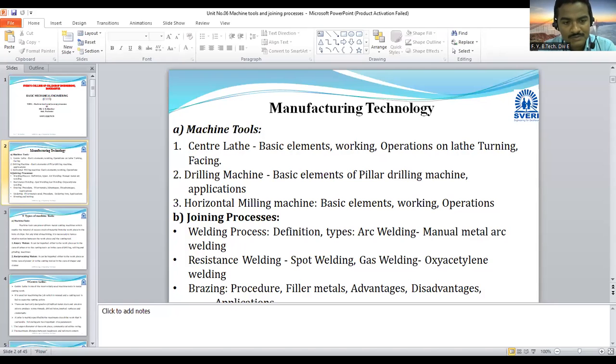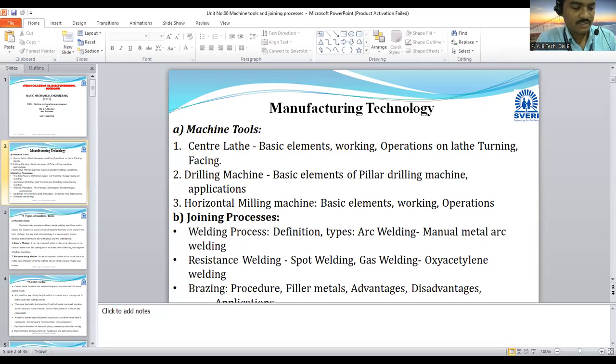Okay, so we'll proceed step by step. The first part will be the machine tools, that we will revise, then secondly joining processes. Okay, so before starting machine tools, what exactly are machine tools? Can anyone tell? Or firstly we'll understand the meaning of machine. Anyone? What is machine?